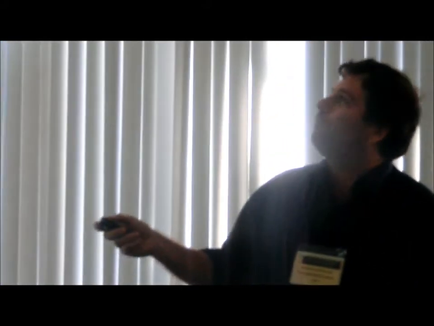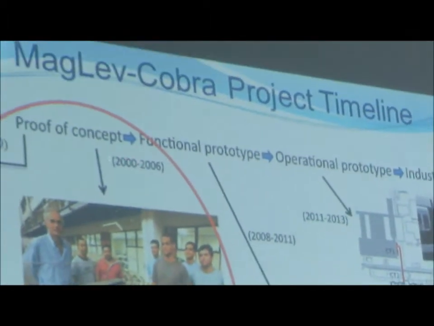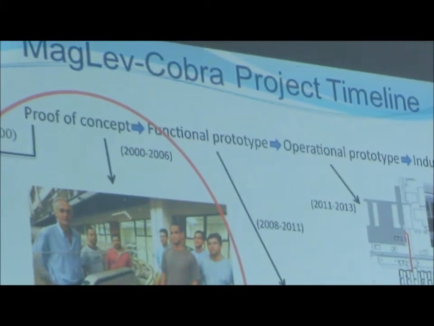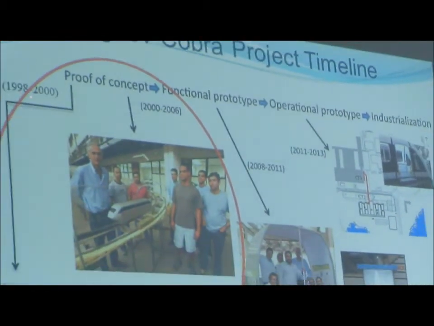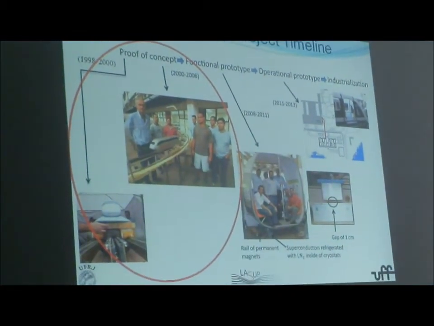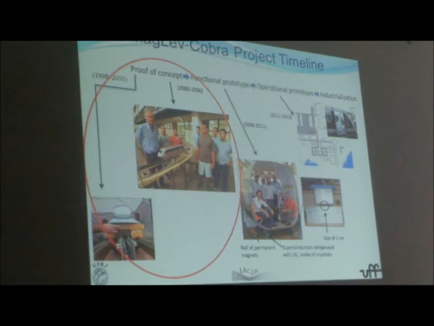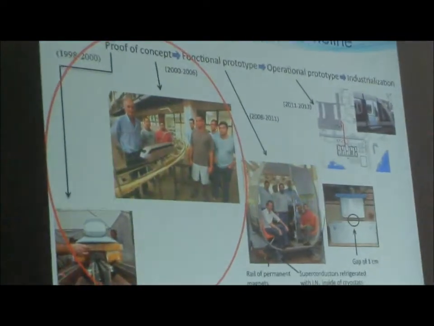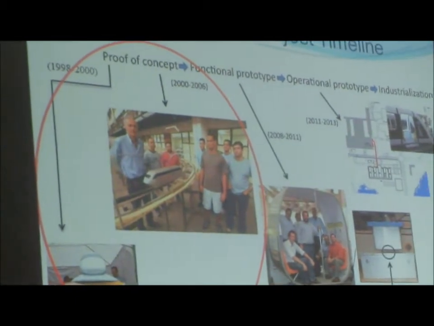A timeline of our project. Now I'm going to talk about the proof of concept. We started this project in 1998, and during the following 2 years, we tried to build a vehicle using free height magnets, and it didn't work. We didn't have enough magnetic field for the permanent magnetic area.